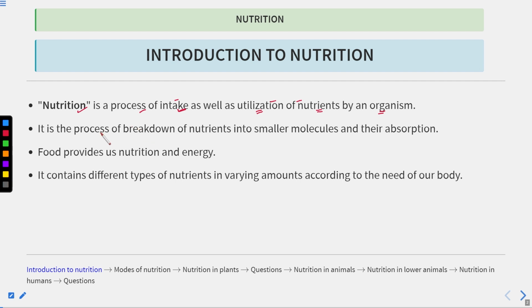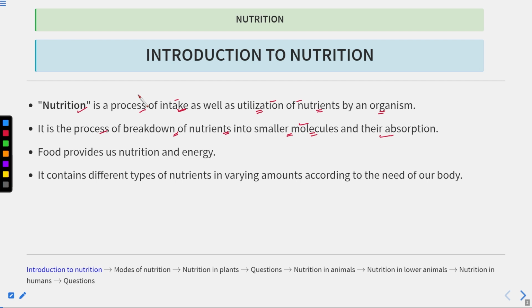Now, in the process of nutrition, what happens? There is a breakdown of the nutrients into smaller molecules. The complex molecules, or complex food, or complex material, are broken down into simpler or smaller molecules. And then after these molecules are broken down, they are absorbed inside the body. And this absorption is also very necessary. Without this absorption, there will be no energy generation.